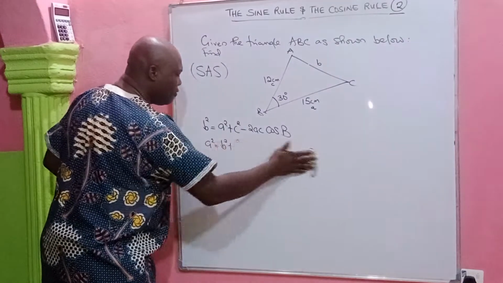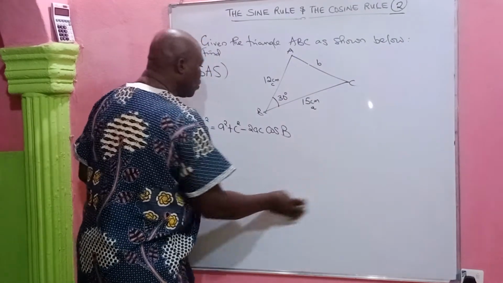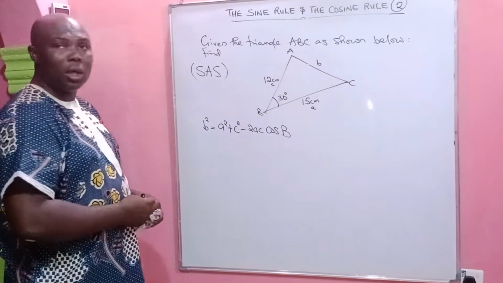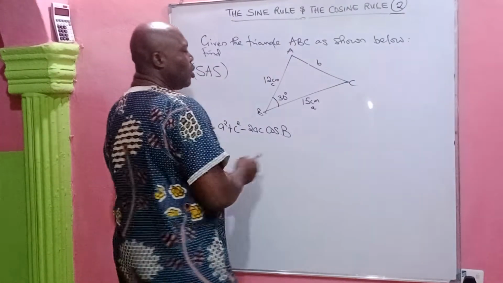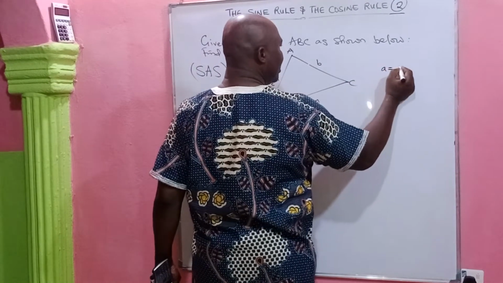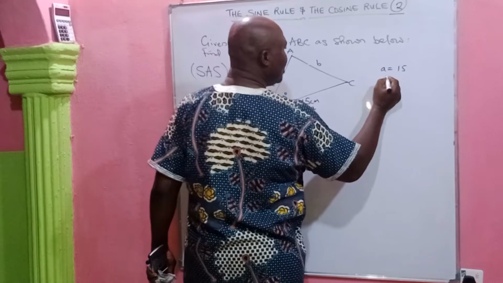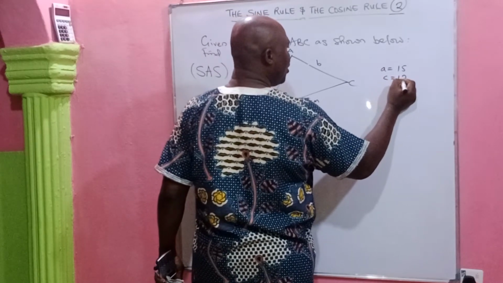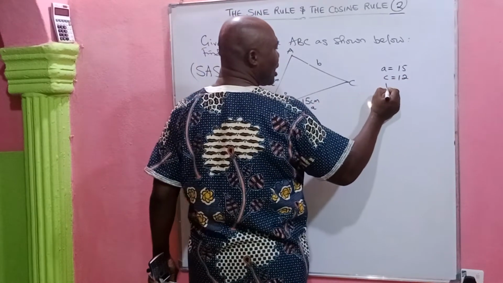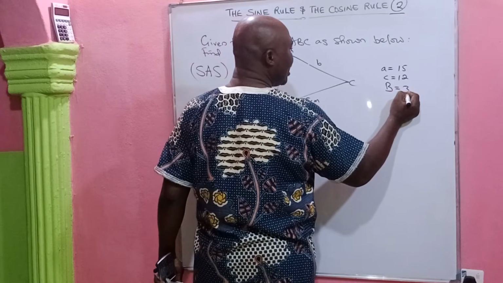But since we are looking for b squared, we have b squared is equal to a squared plus c squared minus 2ac cos of angle B. So let us input all this. Our small a is 15. Our small c is 12. And the angle of capital B is 30 degrees.